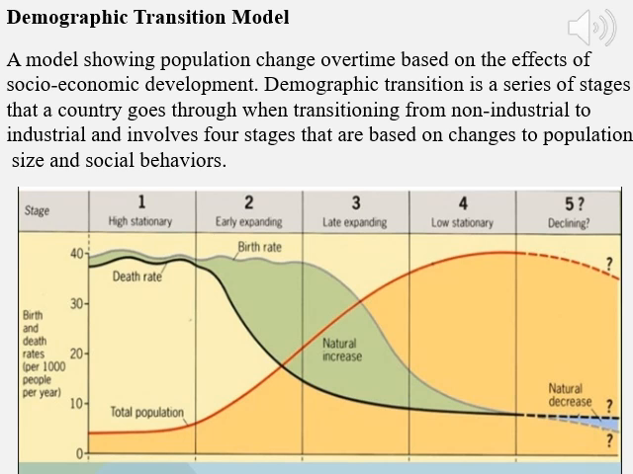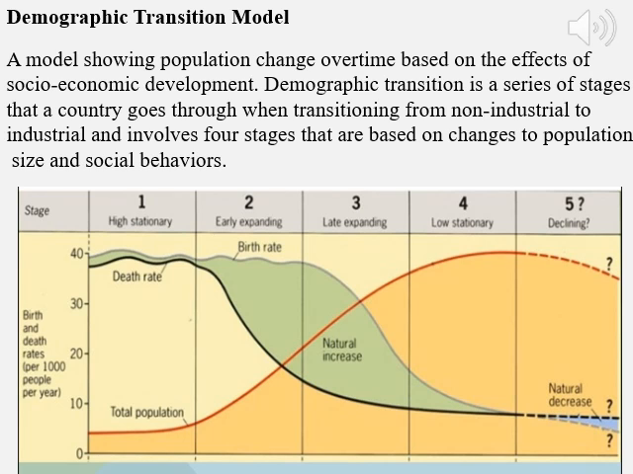Stage 1 is called pre-industrial or high stationary. It's characterized by high birth rate, high death rate, and low rate of natural increase. The birth rate is high due to high infant mortality rate and lack of family planning. Children were considered as an economic asset, so there was a high birth rate.